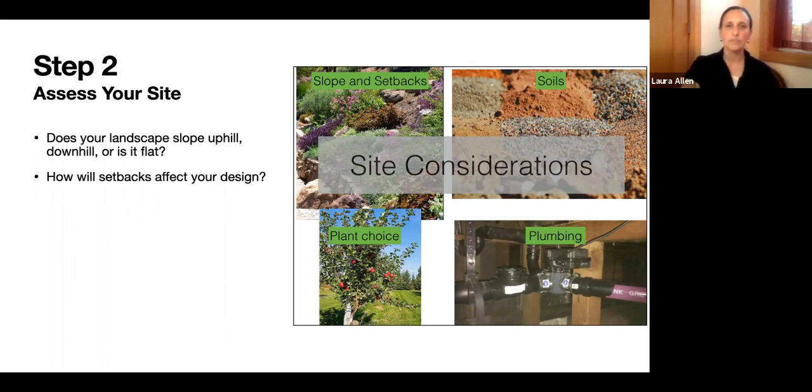Setbacks. So you need to be set back from creeks, drinking water wells, property lines. That might affect your design. Maybe you were thinking, oh, I'm going to water that area by the creek. But now you know I am not going to irrigate near the creek. I'm going to go to the other side of my house that's far away from the creek, for example.